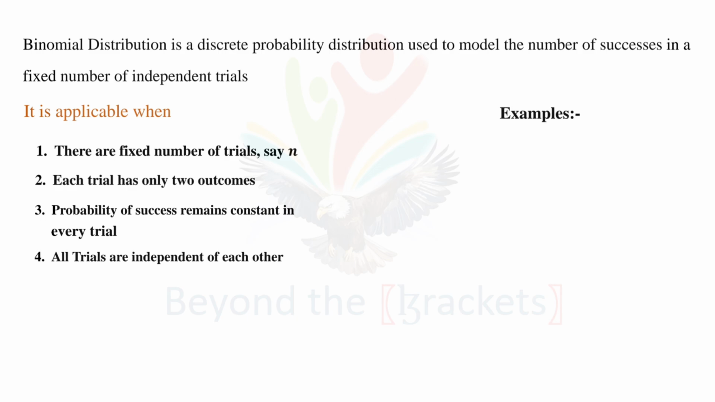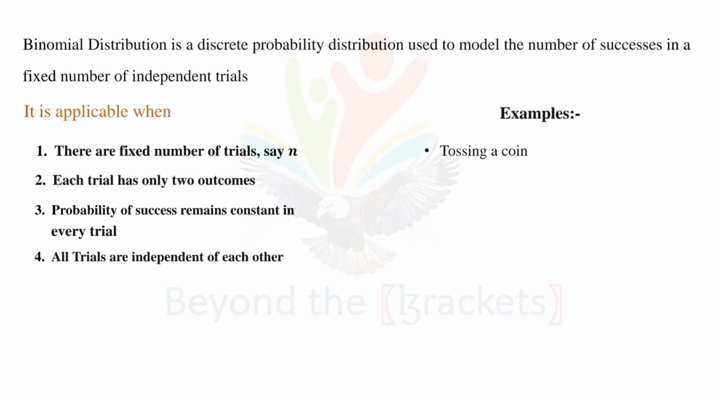For example, consider tossing a coin multiple times. Suppose a coin is tossed 10 times or 100 times. That means there is a fixed number of trials, so the first condition is satisfied. Each trial has two possible outcomes, heads or tails. If getting a head is considered a success, then the probability of success remains constant in every trial, that is 0.5. Also, each toss is independent of the other, meaning the outcome of one toss does not affect the outcome of another toss.